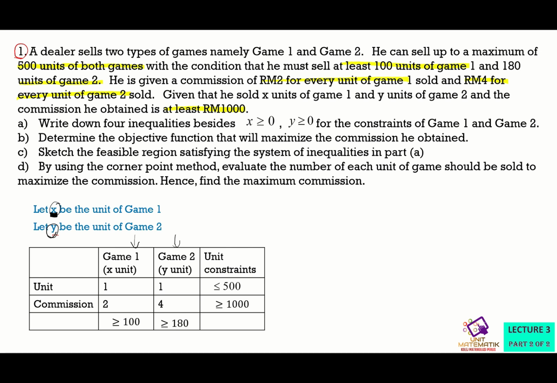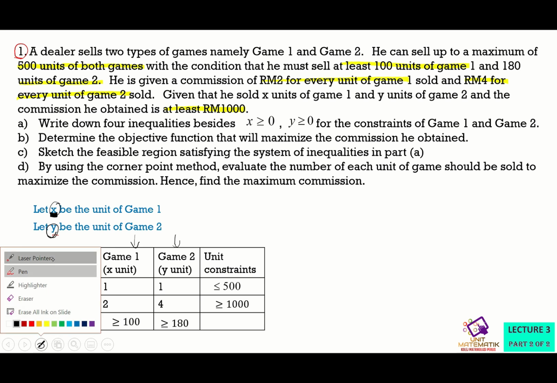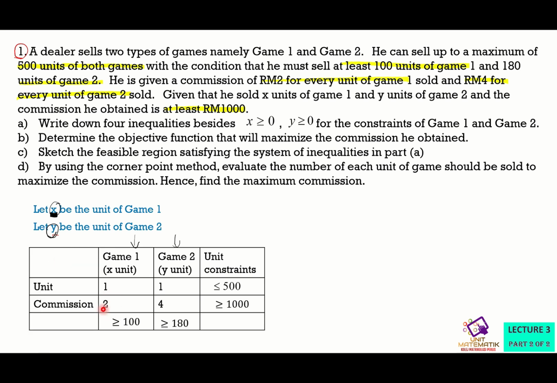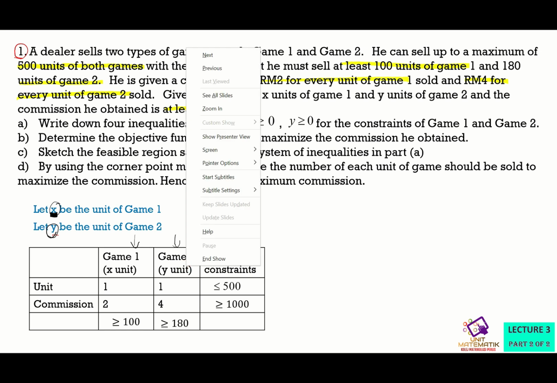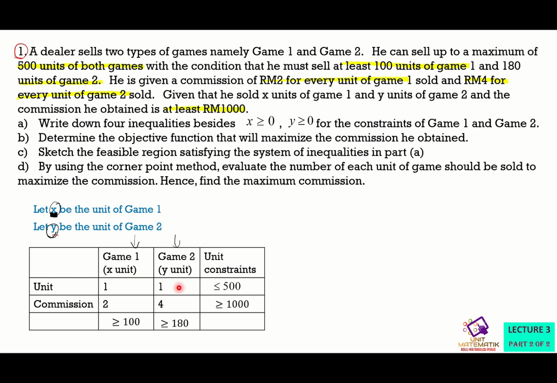And then the commission, 2 ringgit for game 1. So it is here. Okay, 2 ringgit here, since it represents 2 ringgit for game 1 and then 4 ringgit for game 2. Okay, and then the next value is at least 1,000. Okay, it represents the commission he obtained is at least 1,000 ringgit. So this is your table of information. Okay.